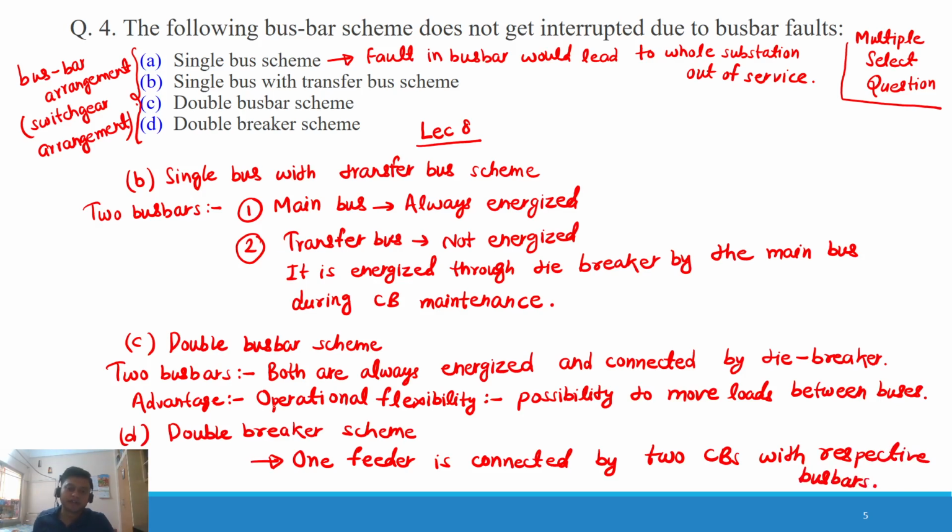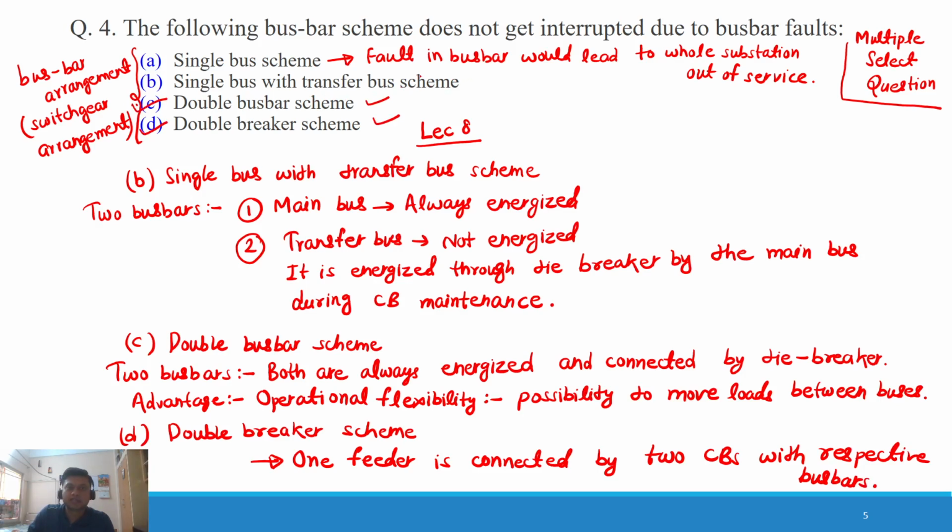So it also has flexibility of circuit breaker maintenance, and since one feeder is connected by two circuit breakers, there is no interruption in power flow if a fault occurs in one bus bar. So both options are correct for this problem number 4. This double bus bar scheme is correct, and this double breaker scheme is also correct. And this single bus with transfer bus scheme is not correct.